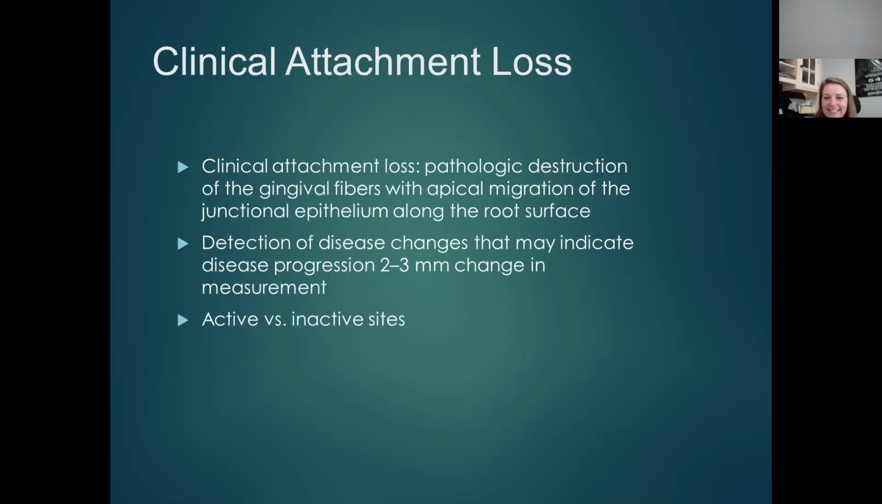Detection of disease changes that may indicate disease progression is a 2 to 3 millimeter change in measurement, because we give that 1 millimeter plus or minus even between you probing one time and you probing another time, or you probing this time and me going in and checking immediately after. There's that plus or minus 1 millimeter. So we're looking at changes of 2 millimeters or more. And then if there is, we then need to determine, is it an active site or an inactive site just with infection?